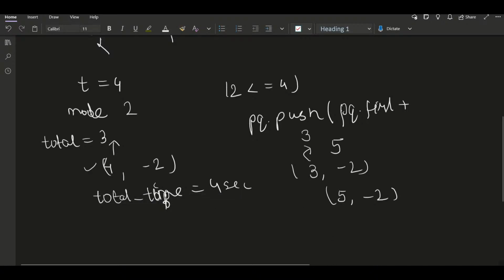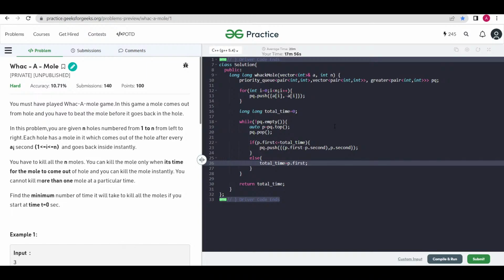So I think you have got the intuition here: we'll be considering the priority queue, because it holds the minimum mole time at the top. Once we have killed the minimum time mole, we get the next mole that we can kill. If that particular mole's time is lesser than the total time we have already passed, then we'll be increasing its time, that is, we'll be having its next cycle.